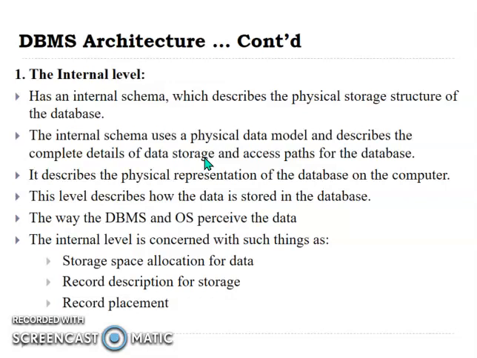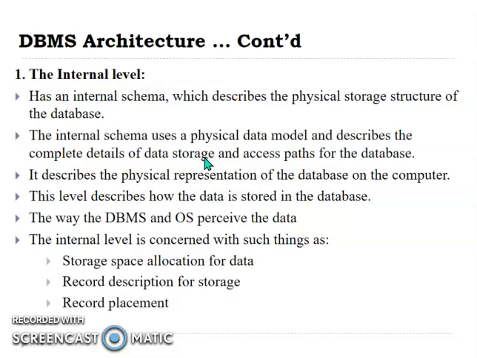So the functionality of this internal level is, first, to describe the physical storage structure of the database. The second is to describe the access path of the database. The other is to describe the detailed storage structure, that means the complete details of the data stored and the access path. So this is all about the internal level.